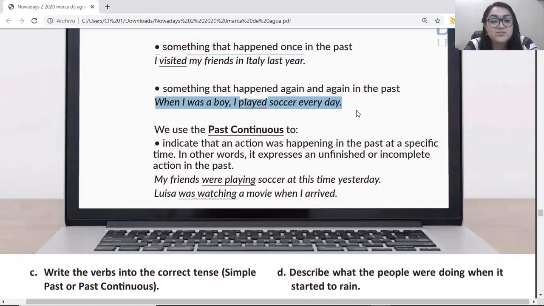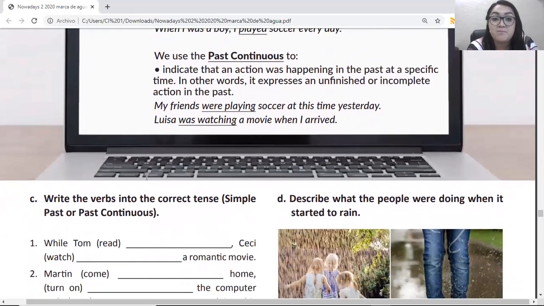We use the past continuous, usamos el pasado continuo, to indicate that an action was happening in the past at a specific time. In other words, it expresses an unfinished or incomplete action in the past. Algo que estábamos haciendo y que no terminamos. Ejemplo, my friends were playing soccer at this time yesterday. Mis amigos estaban jugando soccer a esta hora ayer.